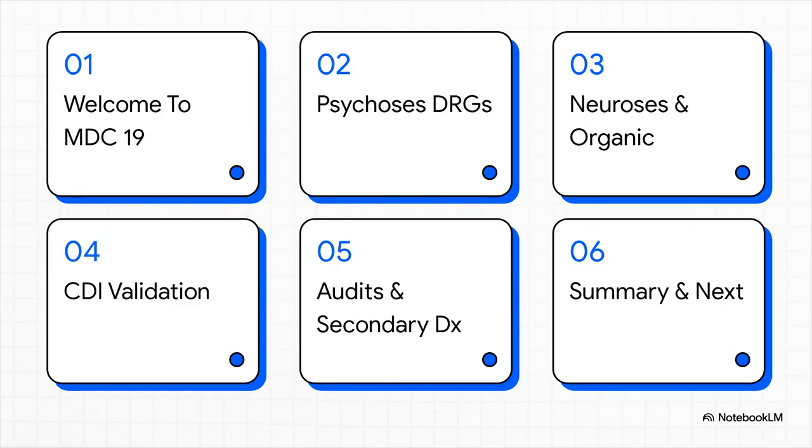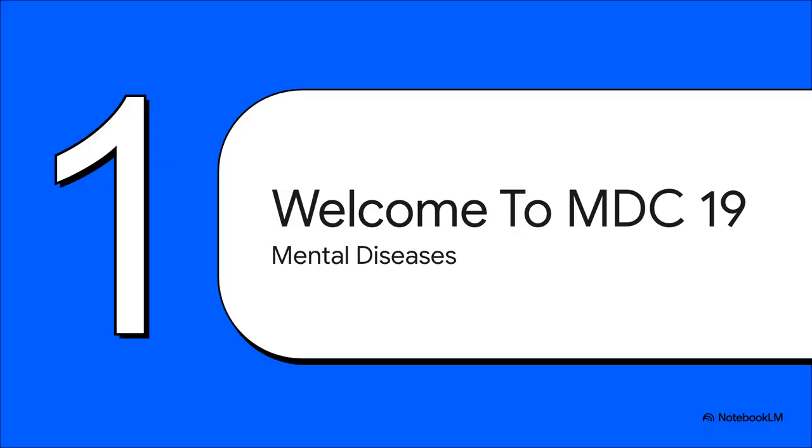Okay, here is our roadmap for today's lesson. Welcome to MDC 19. High-volume psychosis DRGs, neuroses, and organic disorders, CDI and clinical validation, audits and secondary diagnoses, and finally, our summary and next episode teaser. Let's dive right into Section 1.